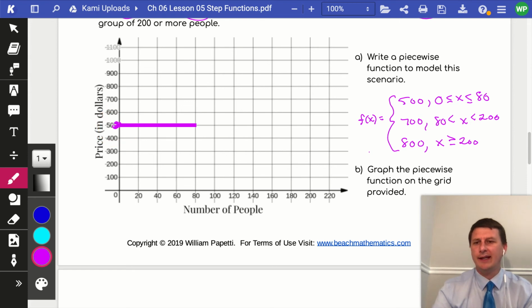And that would, I guess, be the scenario when you schedule a tour and nobody shows up. You're still charged for the tour, even though 0 people showed up. So 0 would be included. And then up to 80 is going to be a closed circle because we're equal to 80 as well.